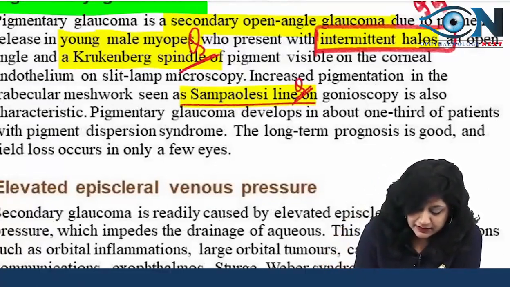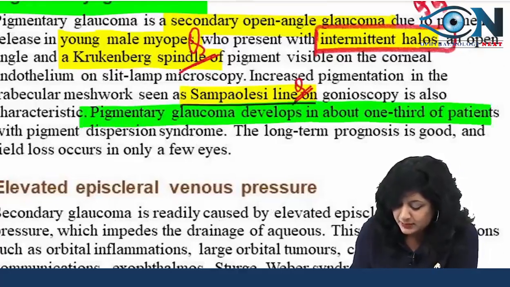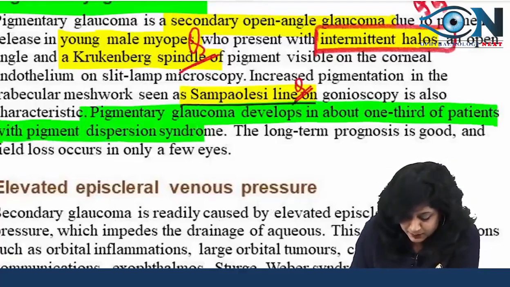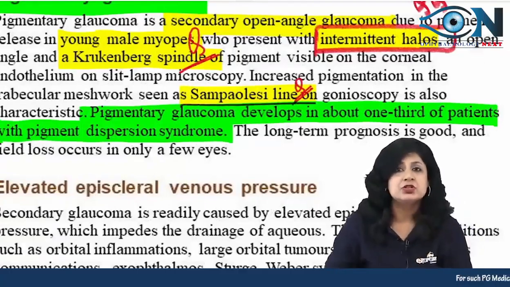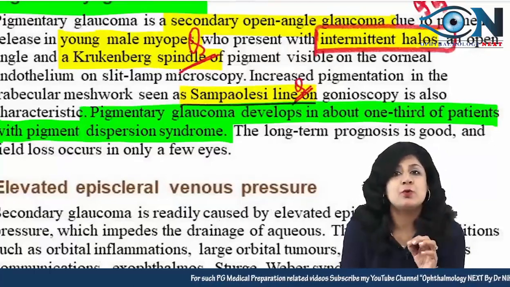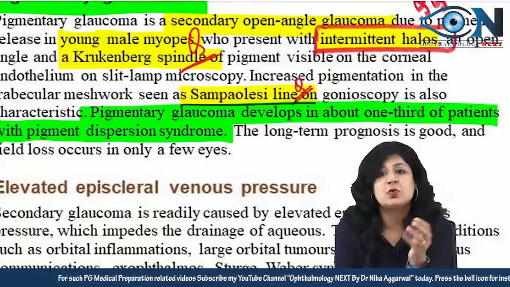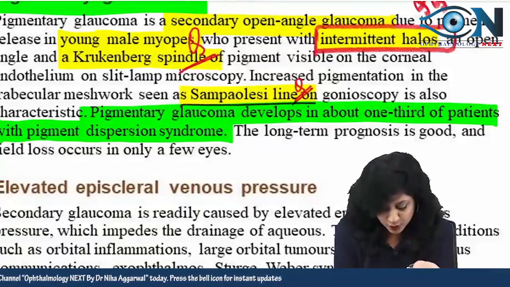And another important thing is that this pigmentary glaucoma is developing in 1/3 of the patients with the pigment dispersion syndrome. So, whenever you are having a pigment dispersion syndrome, not every patient will actually develop the glaucoma, but yes, 1/3 of the patients who are having the pigment dispersion syndrome will develop the pigmentary glaucoma.